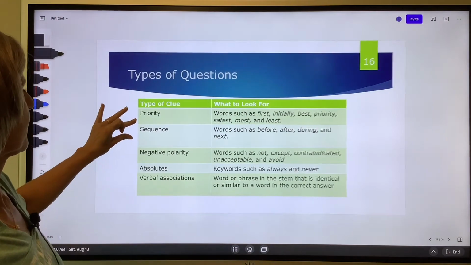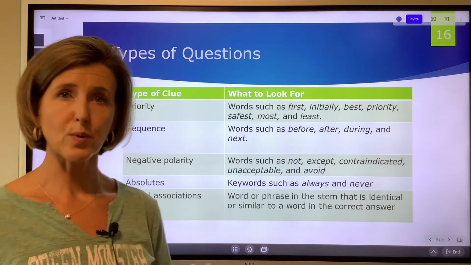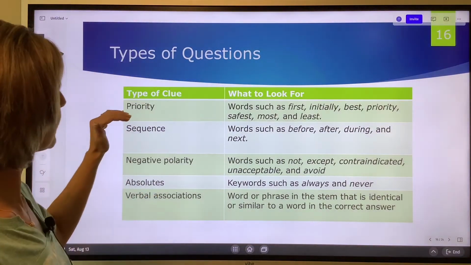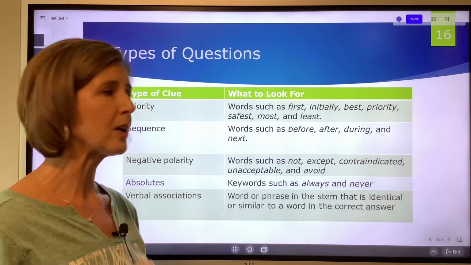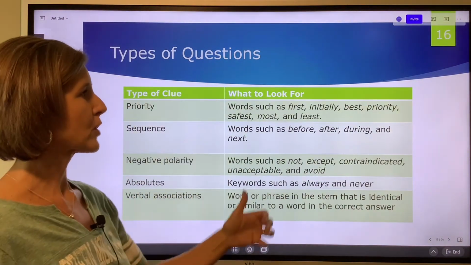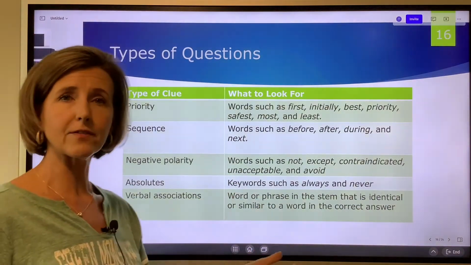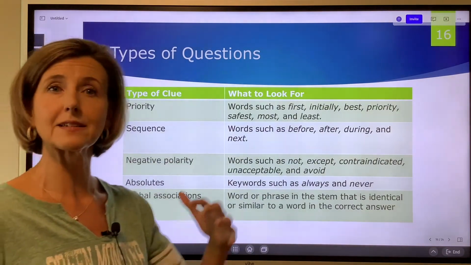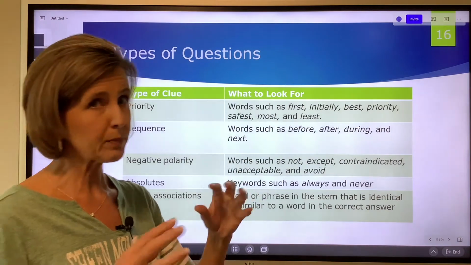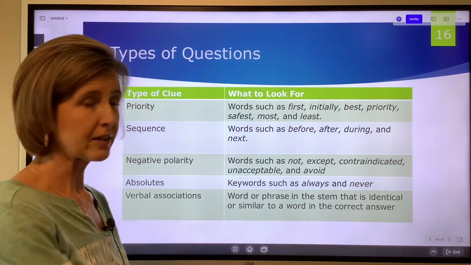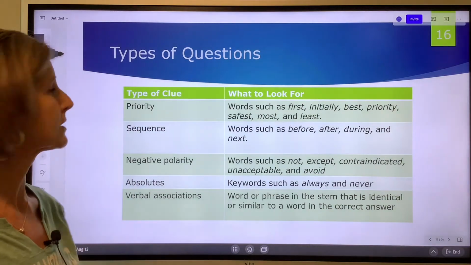All right, so we write questions that deal with priority. When we write a priority question, when you're taking the test, you're going to want to look for keywords. For example, first, initially, best. What's the priority? What's the safest? What's the most efficient? What is the least safe? These keywords set you up for getting the question right. These types of questions are typically called priority questions.